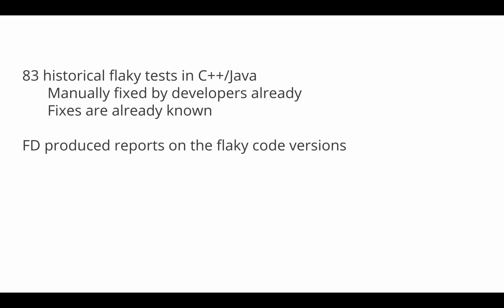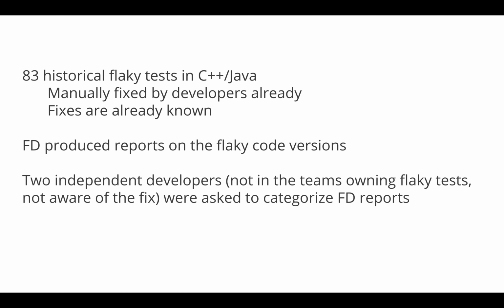Now, what we did is we went back and ran Flakiness Debugger on the versions of those tests that they were flaky at, basically before they were fixed. Then we recruited 2 independent developers that work at Google that are not in the teams that own any of these flaky tests and that are not aware of the fix. They did not see the fix. And we asked them to categorize the reports in 3 classifications.